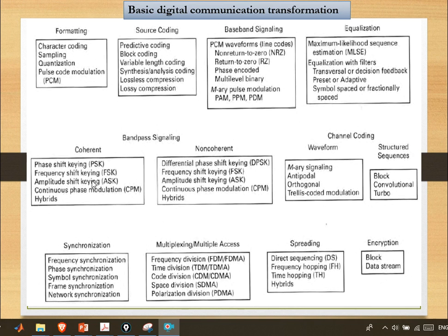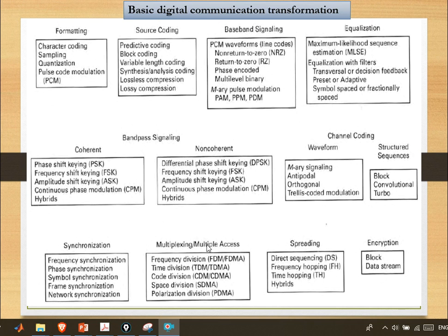Now we have also, after that, synchronization. You need to synchronize. While you are transmitting your data, you also transmit some non-data sequences just to make the synchronization. You need to synchronize with the data bar. If you are not synchronized with the data bar, you will be decoding something which is not data, and you will end up decoding wrongly. For example, you have frequency synchronization, phase synchronization, symbol synchronization, frame synchronization, network synchronization. All these are synchronization issues.